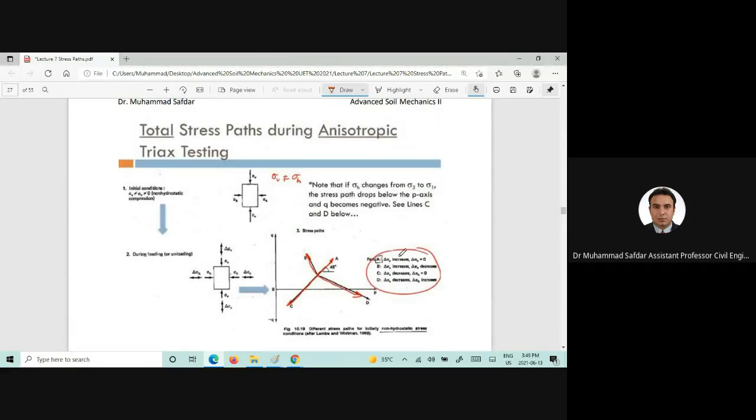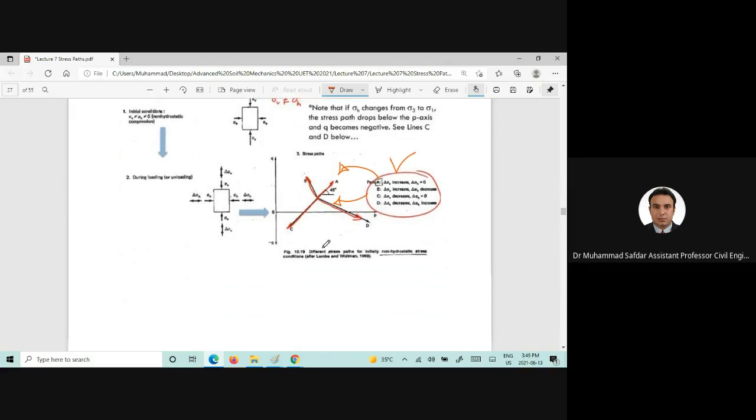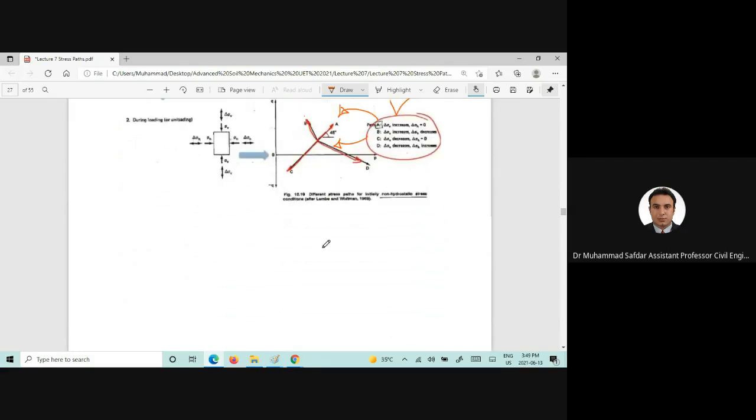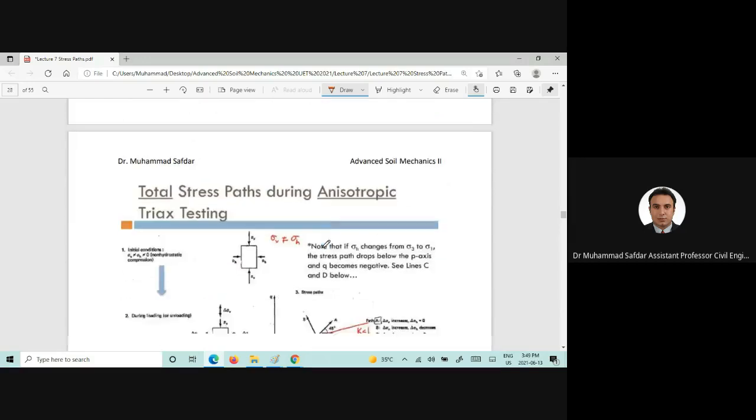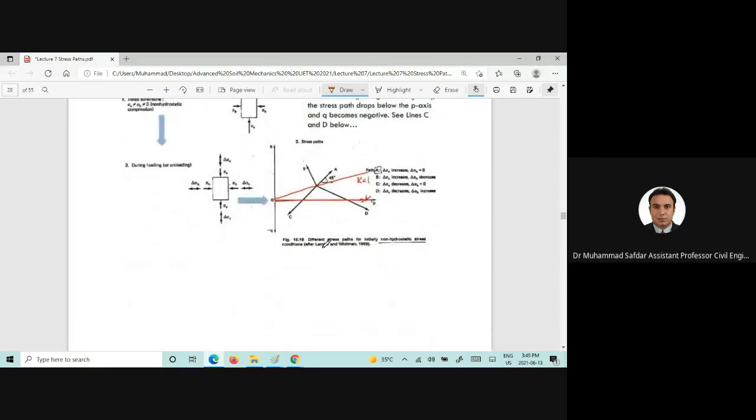Now various delta sigma V and delta sigma H situations and their respective stress paths are also plotted here. In sigma 1, and if K is less than 1, then we will have a Kf at which the failure will occur. You can find that out.